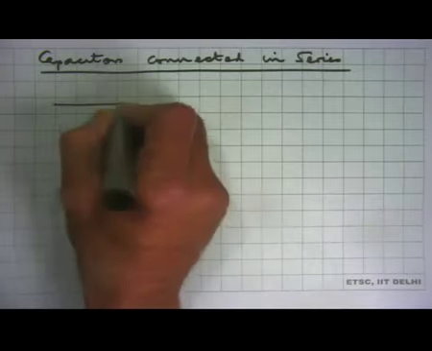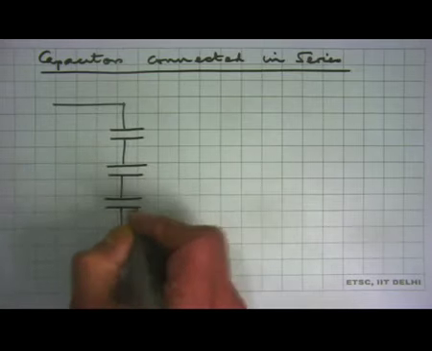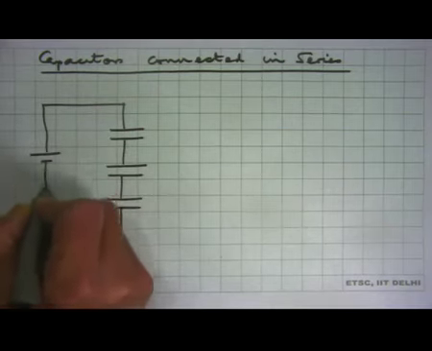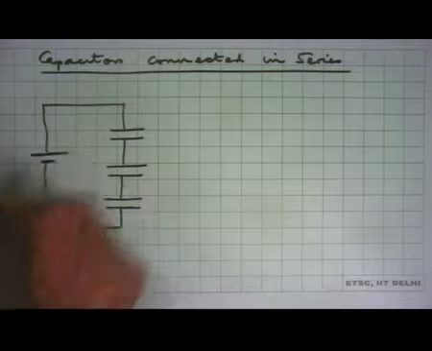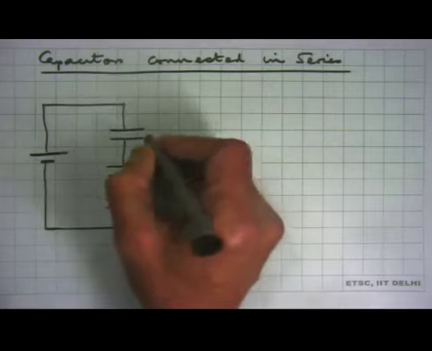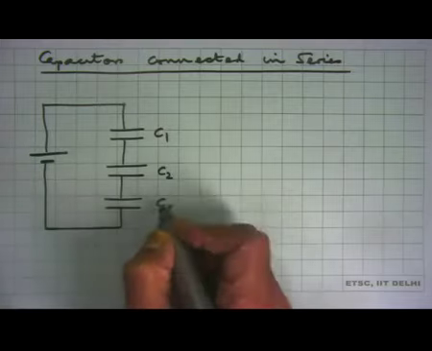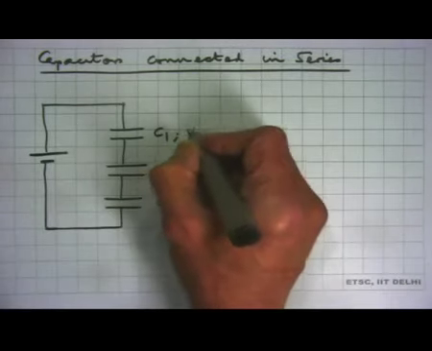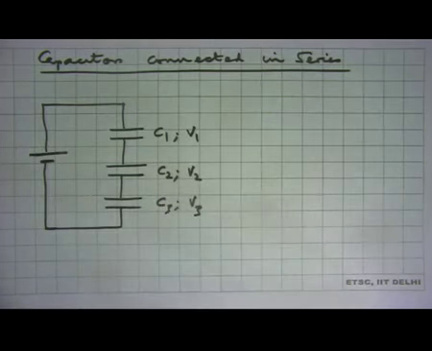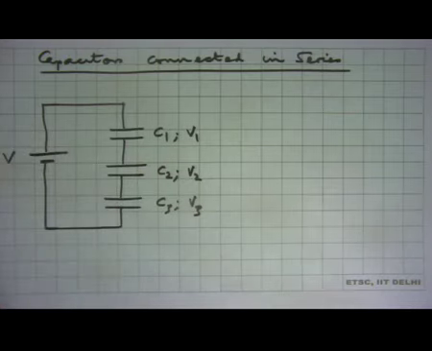So, let me redraw the figure again here. I have one capacitor, another capacitor, another capacitor, and the way we charge the capacitor is to connect a battery. Please remember the battery is drawn with 2 unequal lines and the capacitors are all drawn with 2 equal lines. So, let me call this capacitance C1, this capacitance C2, this capacitance C3. Let me denote by V1 the voltage across C1, V2 here and V3, and V is the voltage applied by the battery.